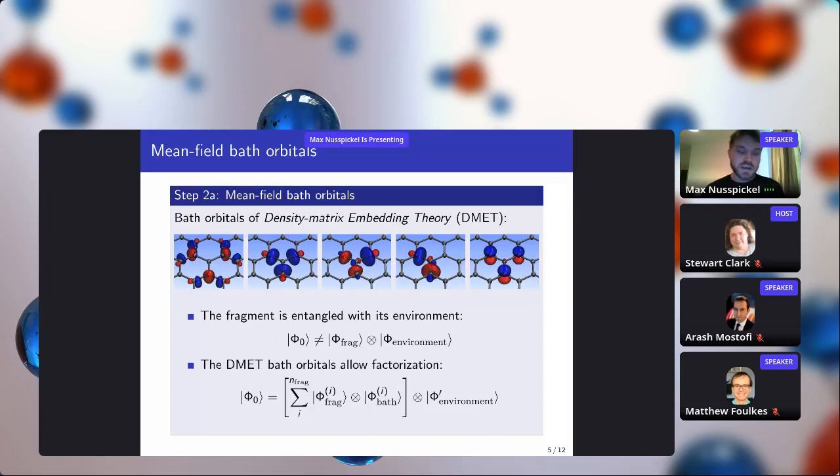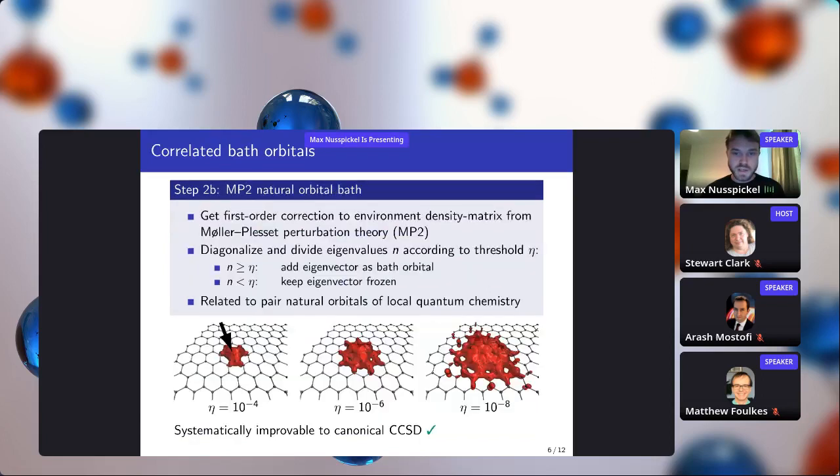But I think it's clear that these few bath orbitals can't really describe the true environment, and they can't capture all the correlation effects, all the excitations into the larger lattice. So clearly we need to go beyond this if we want to get accurate results. This is where we introduce a second expansion of the environment. Here we actually use a correlated level of theory, Møller-Plesset perturbation theory, and we use the first order correction to the environment density matrix. We construct this for each of these fragments.